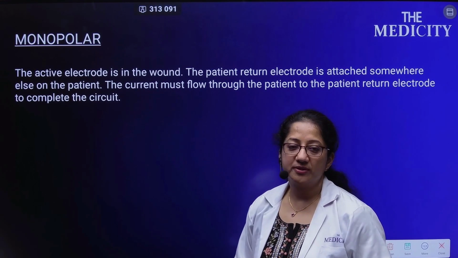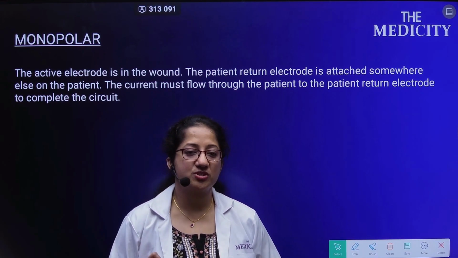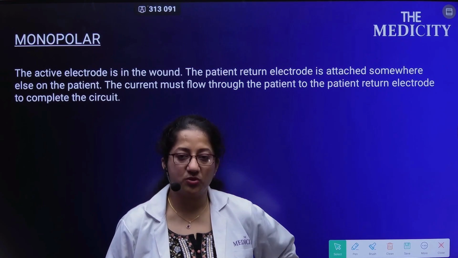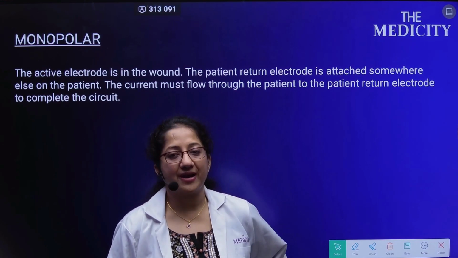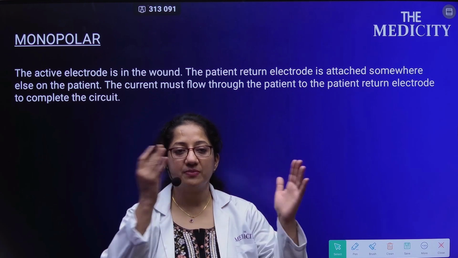Coming to monopolar, the active electrode is at the wound and the patient's return electrode is attached somewhere else on the patient. That is, we put a cautery plate maybe on the thigh or on the back, and the current must flow through the patient to the return electrode to complete the circuit.